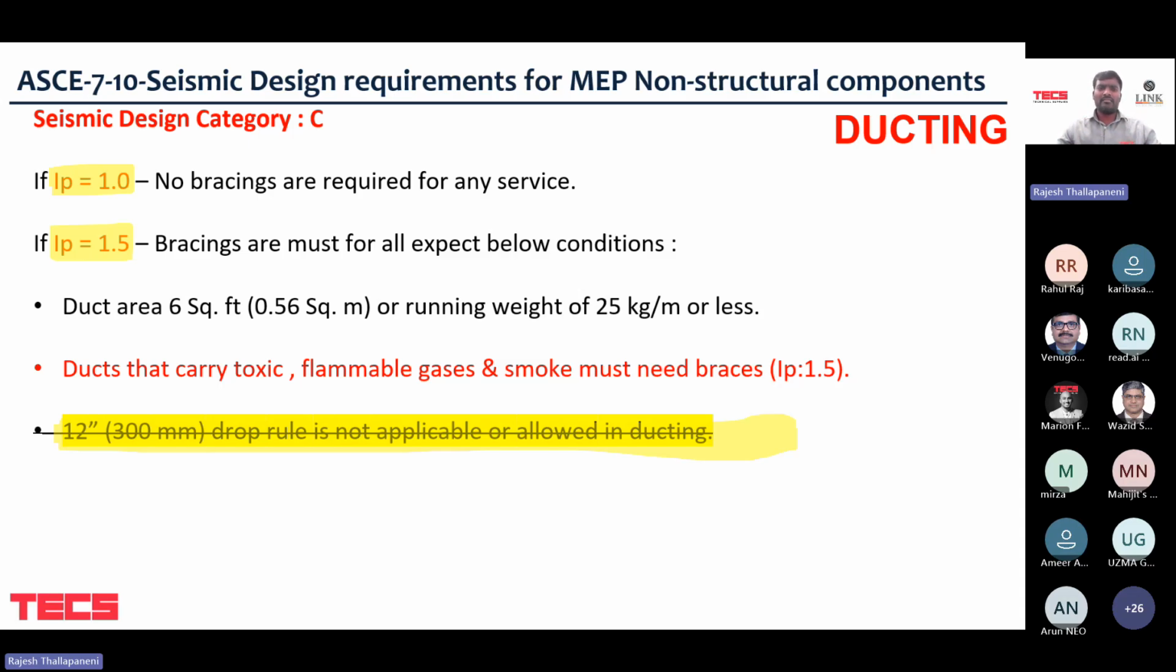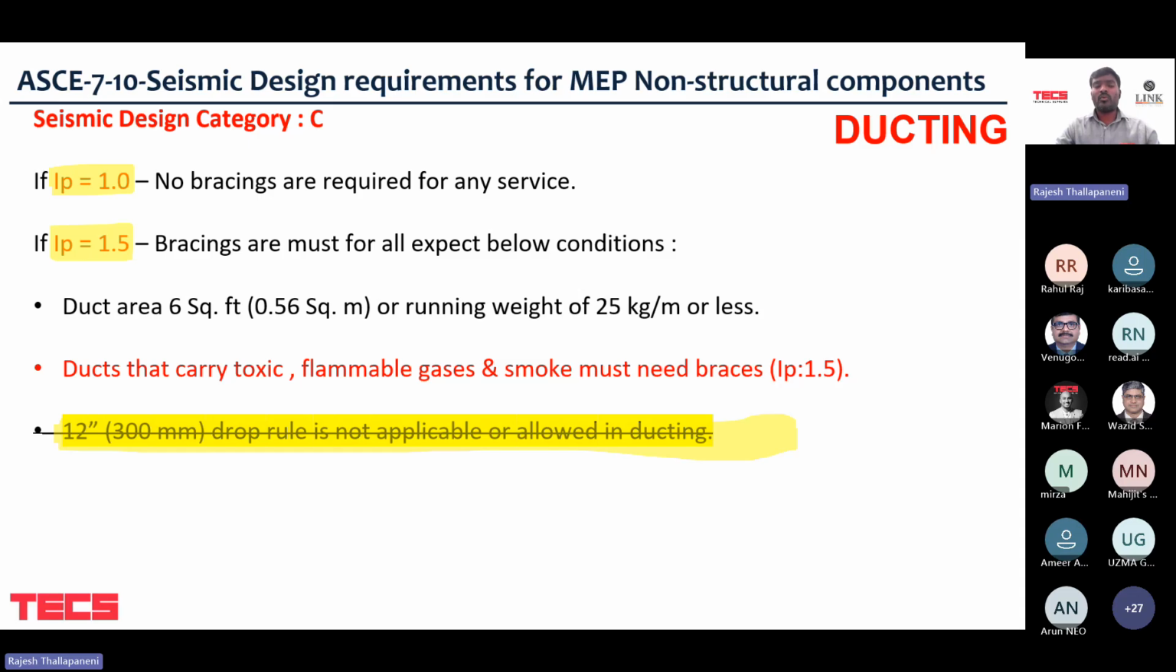Mostly the gases will not have major density, but still the weight of the gas, smoke, or whatever is being passed through it counts. The whole support weight should not go beyond 25 kg per meter, and the cross-sectional area should be 9.56 square meters. If it is less, we can avoid seismic bracing, but if it's beyond this, we must provide a seismic brace.